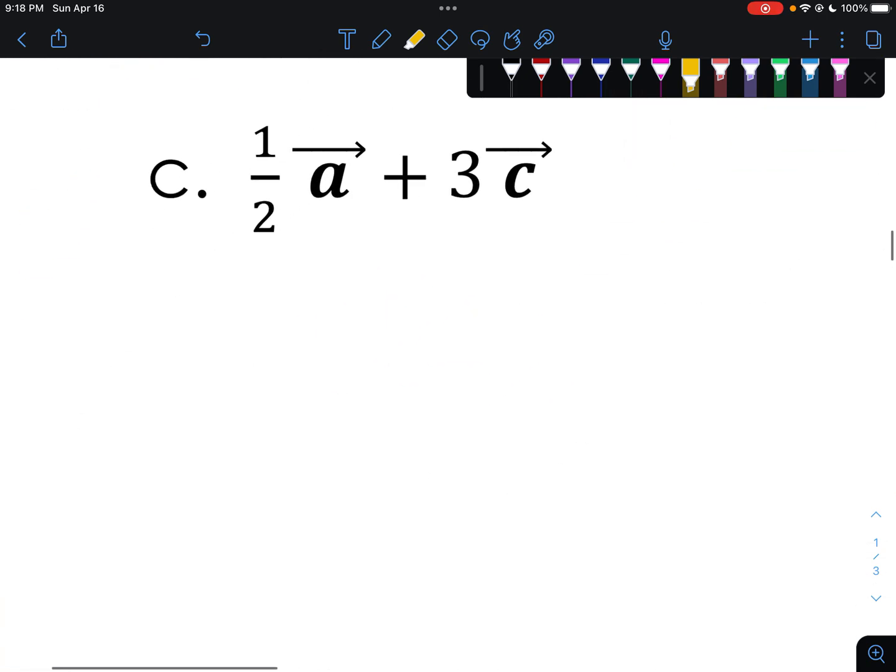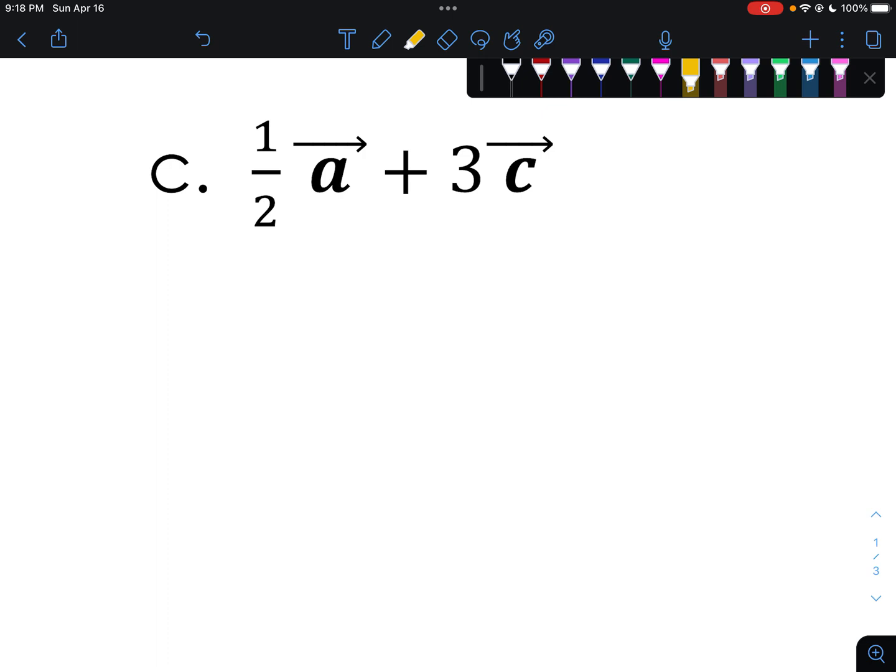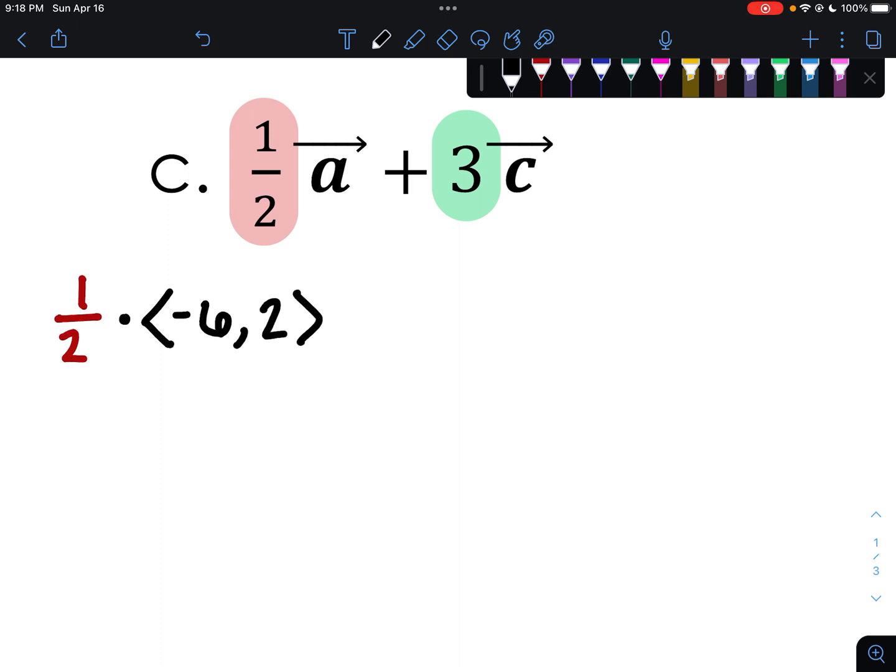Going on to C. So in C, notice that we have a scalar out in front of A, and we have a scalar out in front of C. So I need to multiply A by 1/2. Then I need to multiply C by 3, and I can add them together. So A is -6, 2, plus 3 times C, which is -4, 5.